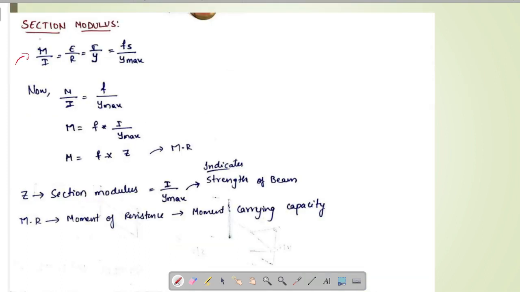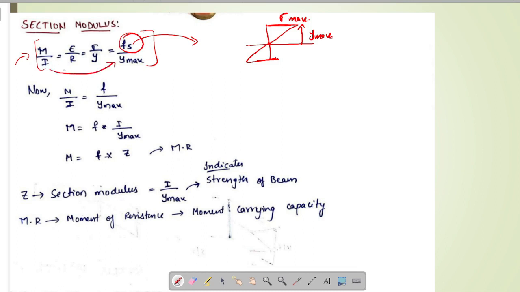Now we know that this is the bending stress equation. Here this is the extreme condition, like taking stress at the top or bottommost layer, that is y will be y max. This will be sigma max. I assume sigma max is nothing but the strength of the beam, that is Fs. Now taking these two, we will be getting M by I equals to F by y max. Taking I to this side, we will be getting this. Now if we observe this I by y max, this is nothing but section modulus.